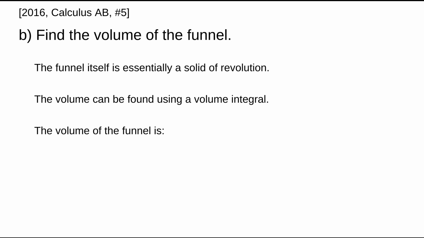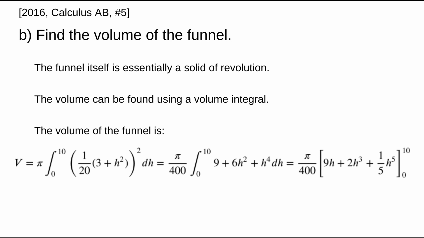So the volume of the funnel would be pi times the integral from 0 to 10 of my radius function squared. So that's 1/20th of (3 plus h squared) squared. Simplifying that a bit, we get pi over 400, that is after we square the 1/20th, times the integral from 0 to 10 of (9 plus 6h squared plus h to the 4th) dh. That should be a fairly simple antiderivative to find at this stage in the game.